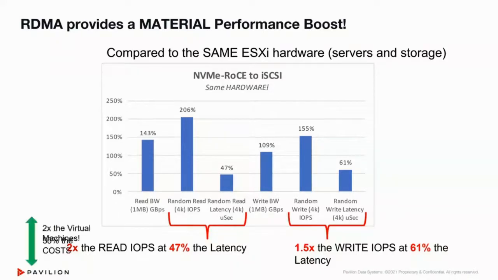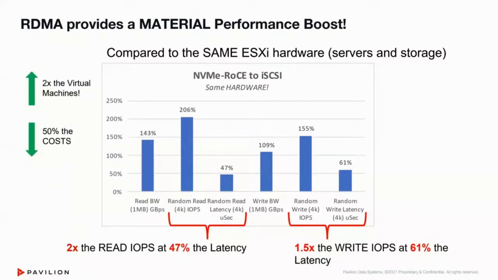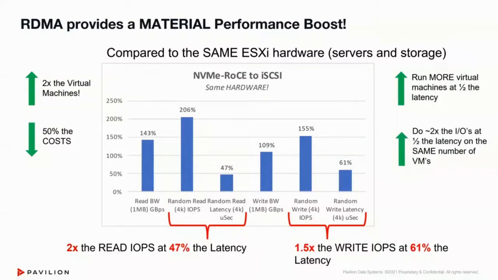Let's click the next button here. It means I can run 2 times the number of virtual machines. I can probably change how I license things, how much memory I use in servers. So I can cut my cost by 50% while doubling the number of VMs. Let's look at the next metric. It means I can run more virtual machines. And looking at these latency numbers, I can do that with half the latency. So one more click here, David. It means I can do twice the I/O at half the latency on the same number of VMs.